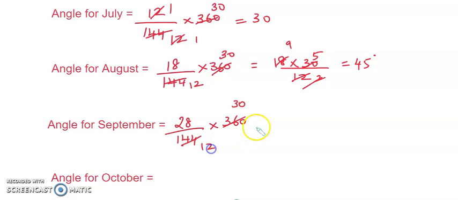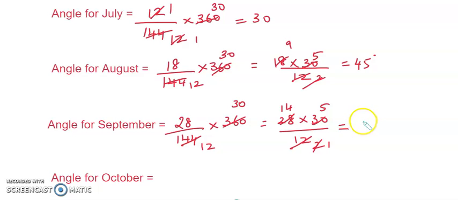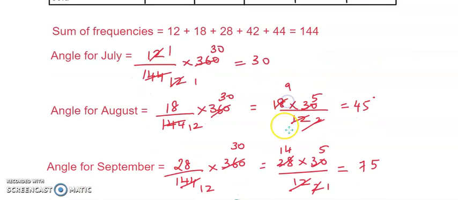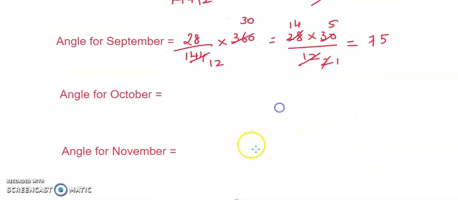28, 30, 12. 6 2s are, 6 5s are, 2 1s are, 2 14s are. So which is going to be a 5 and a 7. Next is 42 and 44. Sorry, it's not 75, 70, my mistake. I just wanted to cross check that. Yes, that's my mistake. Okay, divide by 144.